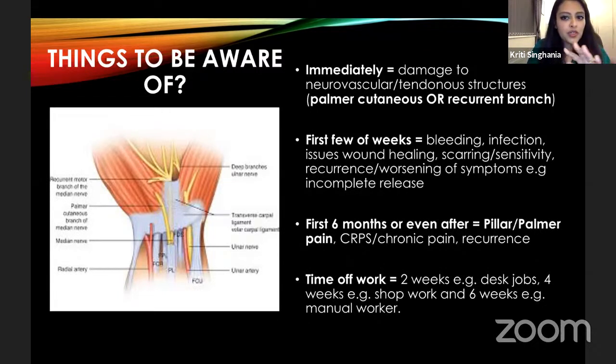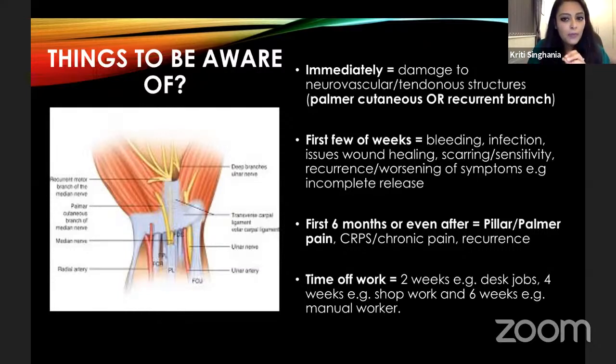After the first few weeks, you can see the complications there. And with regards to scarring, after the wound's healed, we get people to massage their scar to improve the appearance of this. One of the other things to remember is if patients have worsening of symptoms straight after their procedure, you have to worry that you may have performed an incomplete release.